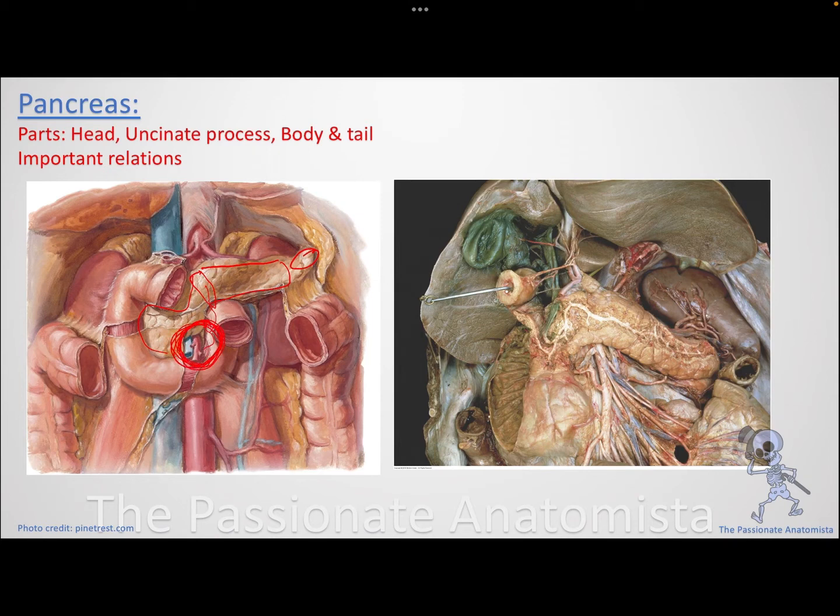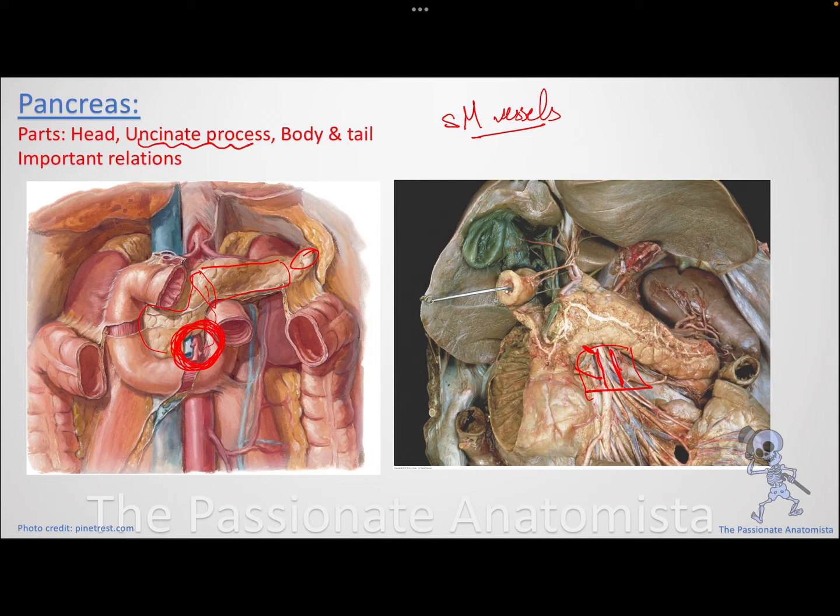What's very unique about the uncinate process is that the superior mesenteric vessels lie anterior to it. So the uncinate process of the pancreas shows the superior mesenteric vessels in front of it. If you look at this picture, seeing that superior mesenteric artery and superior mesenteric vein, your uncinate process is basically behind that. This is one thing about the uncinate process.